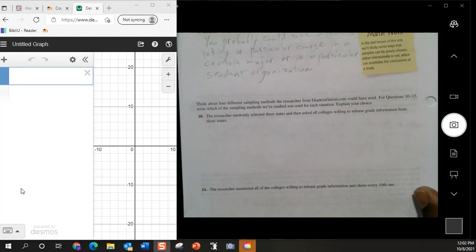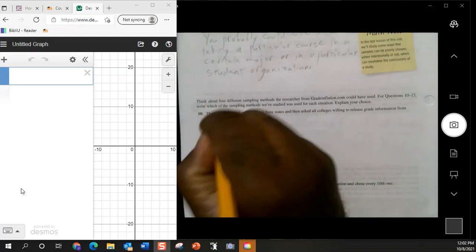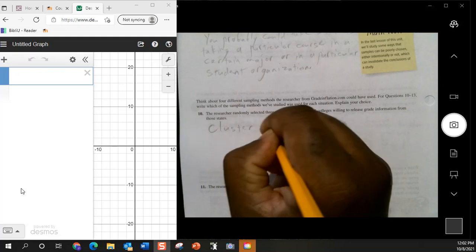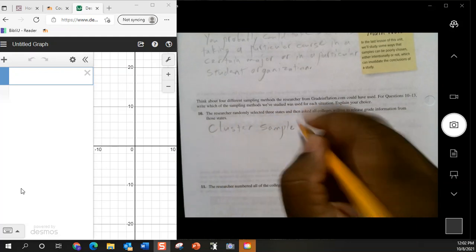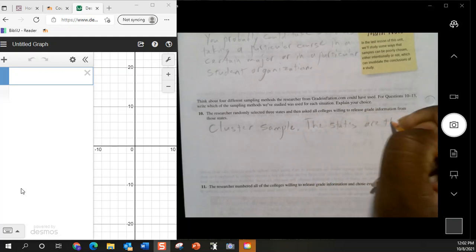Now, it says think about 4 different sampling methods the researcher from gradeinflation.com could have used. For questions 10 through 13, write which of the sampling methods we've studied was used for each situation. Explain your choice. The researcher randomly selected 3 states and then asked all colleges willing to release grade information from those states. That is a cluster sample. The states are the clusters.